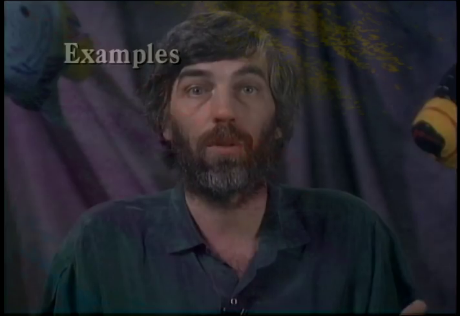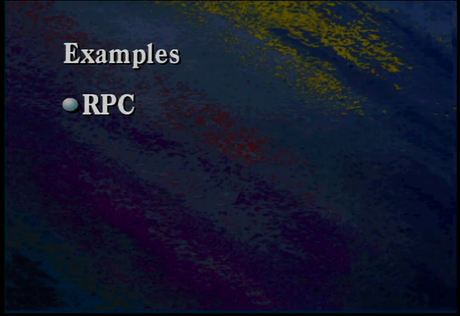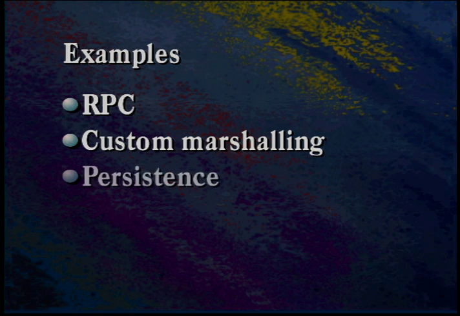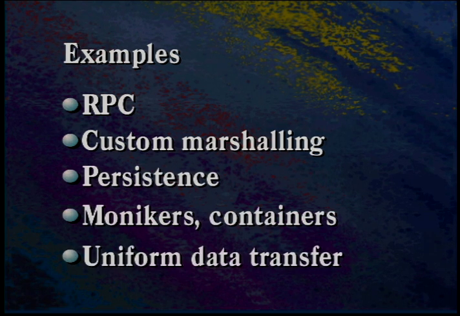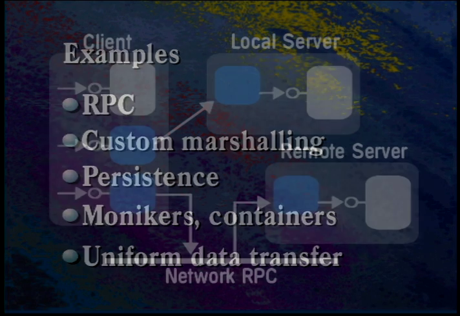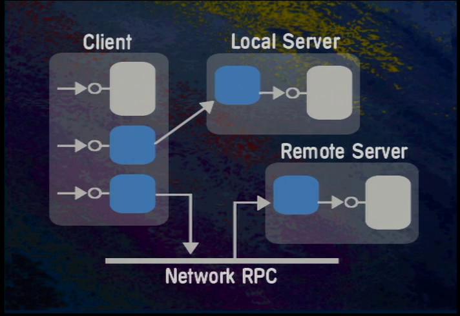I'll talk about some examples that occur in OLE and how these principles show up in these examples. Things I'm going to cover are remote procedure call, custom marshalling, persistence of objects, containment and naming, and uniform data transfer. This diagram introduces the basic structure that our RPC system provides.